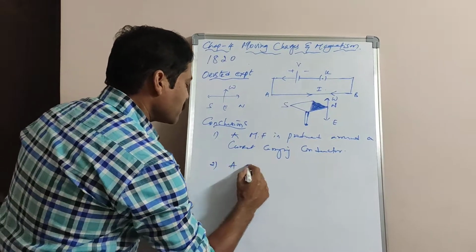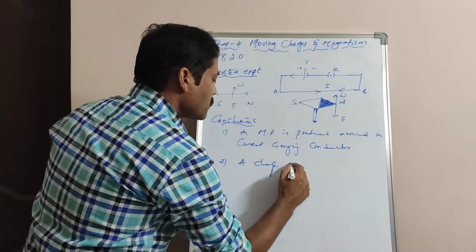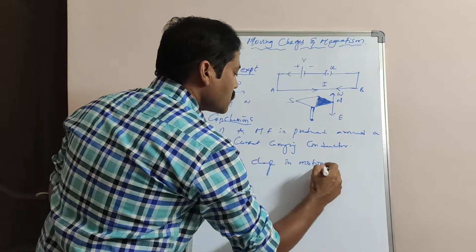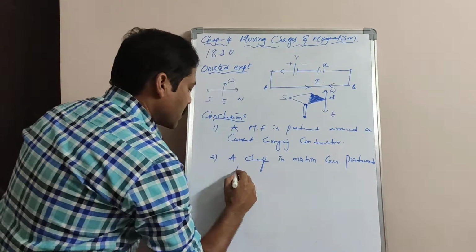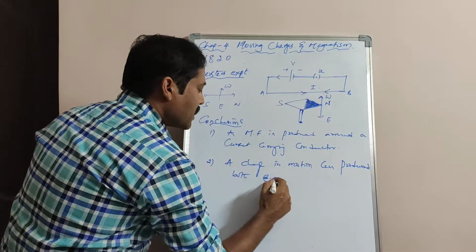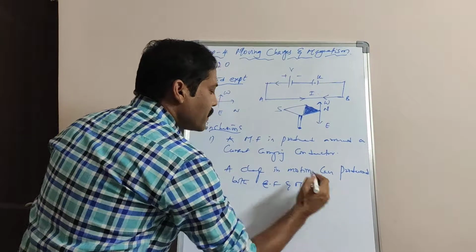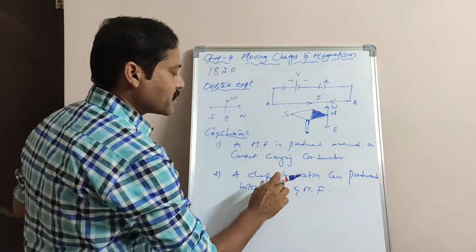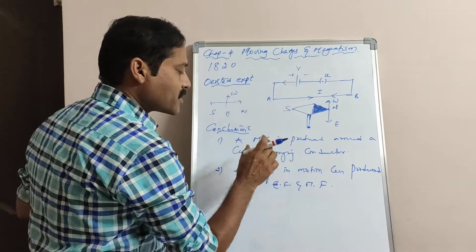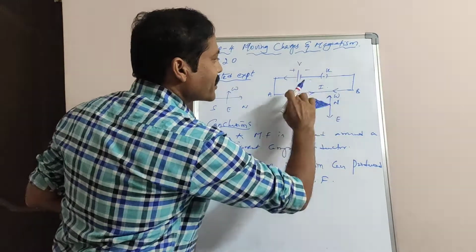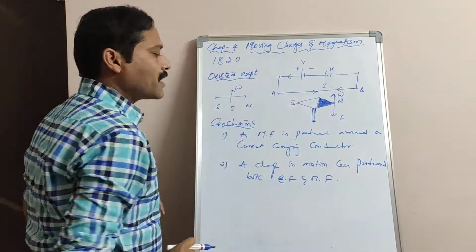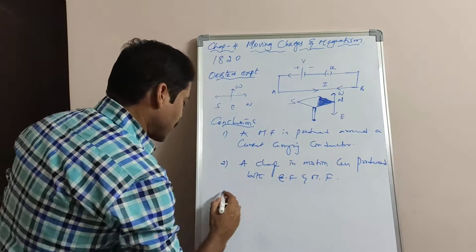The second one is, a charge in motion can produce both electric field as well as magnetic field. We already know that a charge at rest can produce only an electric field around it, but a charge in motion can produce both an electric field as well as a magnetic field.